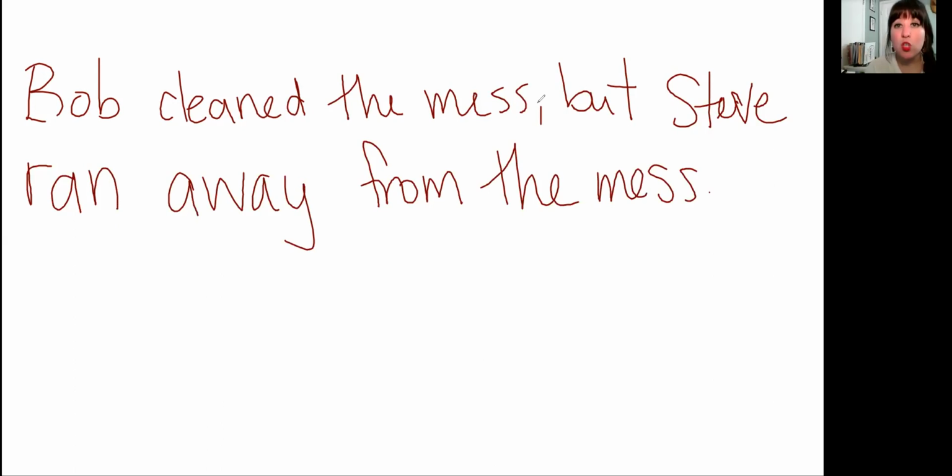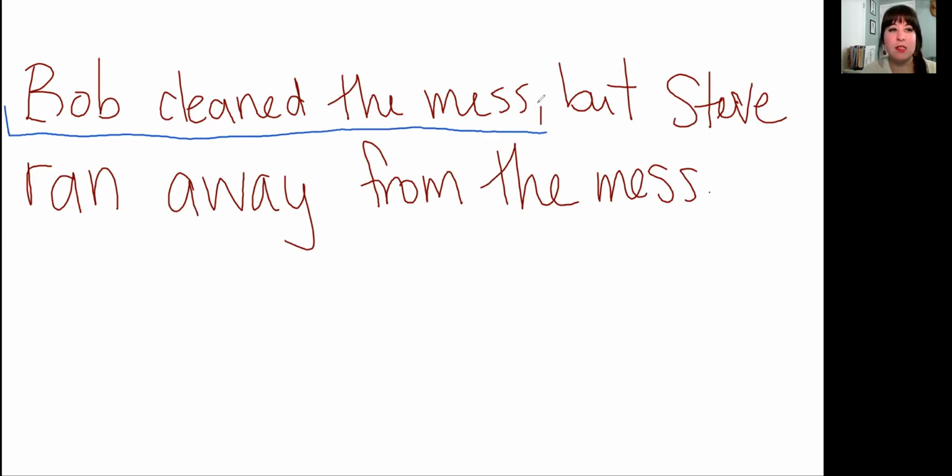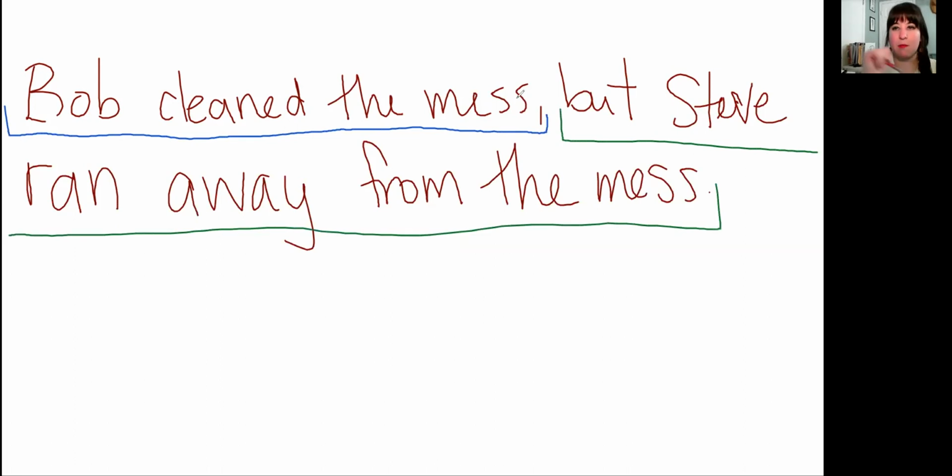All right, so we actually have two separate clauses right here. The first clause is Bob cleaned the mess, right? We call this one independent because it doesn't need anything to be understood. Bob cleaned the mess. We can just leave it right there. But look at this second clause right here. But Steve ran away from the mess. When we say, but Steve ran away from the mess, we don't really know what happened prior to that. That's why we say don't start a sentence in but or in a conjunction in general unless you're going to follow it with something, because otherwise it just leaves it hanging. So we call that a dependent clause.